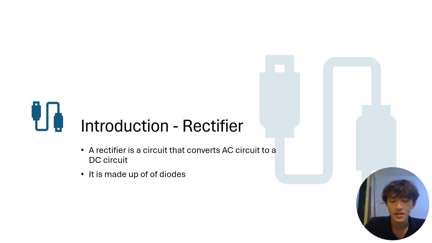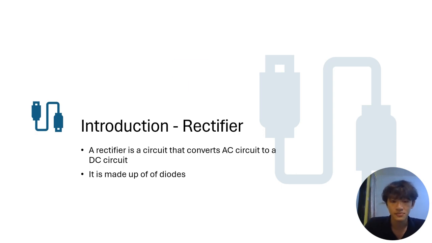So, rectifier. What is a rectifier? In order to convert an AC signal to a DC signal, we need a rectifier. A rectifier is made up of diodes. A diode limits the current to flow in one direction. So different combinations of diodes form a rectifier, which can convert an AC signal into a DC signal.